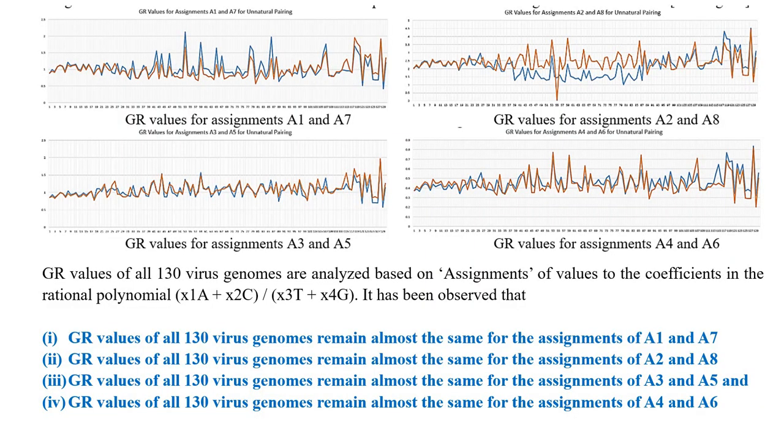As in the case of natural pairing, pairwise comparison has been made for various assignment pairs and the results are indicated in the graph. GR values of all 130 viral sequences remain the same for A1 and A7. GR values of all 130 viruses remain the same for A2 and A8. GR values of all 130 viruses remain the same for A3 and A5. And GR values of all 130 virus genomes remain almost the same for A4 and A6.